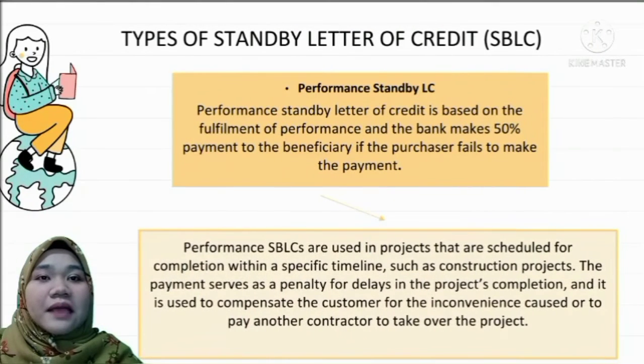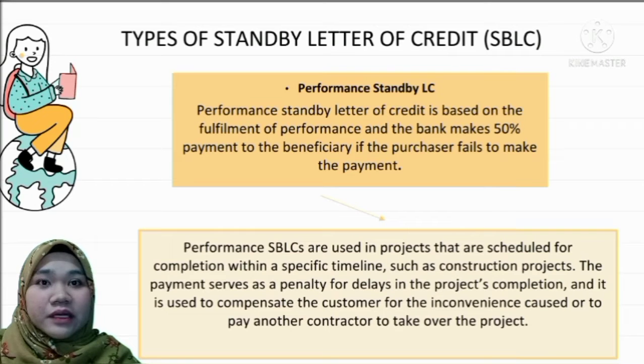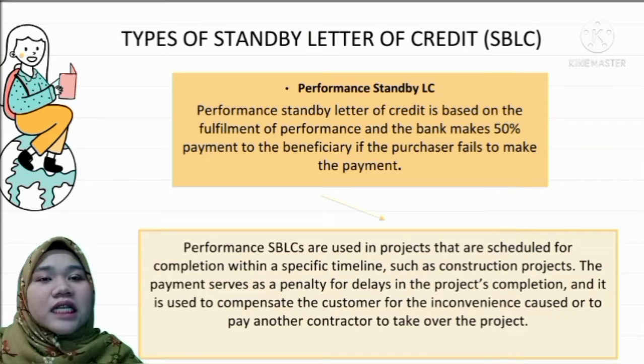Second, performance standby letter of credit. A performance standby letter of credit is based on the fulfillment of the performance and the bank makes 50% payment to the beneficiary if the purchaser failed to make the payment. Performance SBLC are used in projects that are scheduled for completion within a specified timeline, such as construction projects. The payment serves as a penalty for delays in the project completion, and it is used to compensate the customer for inconvenience caused or to pay another contractor to take over the project.